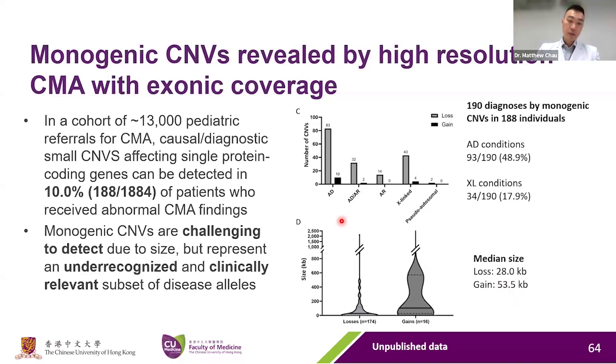So the implication of this is that we are starting to recognize these very small intragenic CNVs that are disease-causing, and they do have implications on our other genomic methodologies. For example, a lot of people are using genome sequencing as well to detect not only SNVs, but also CNVs. And we need to be aware of these small CNVs when performing these other methodologies.